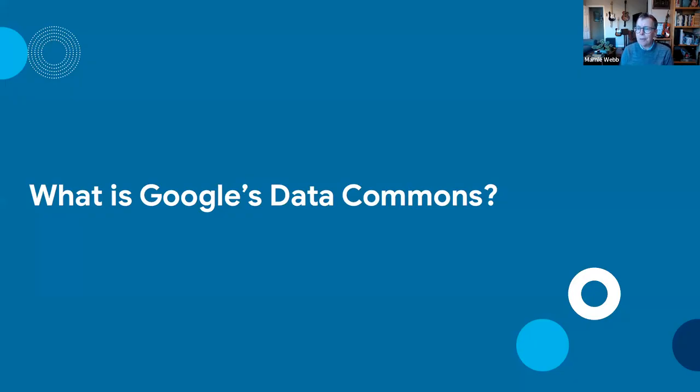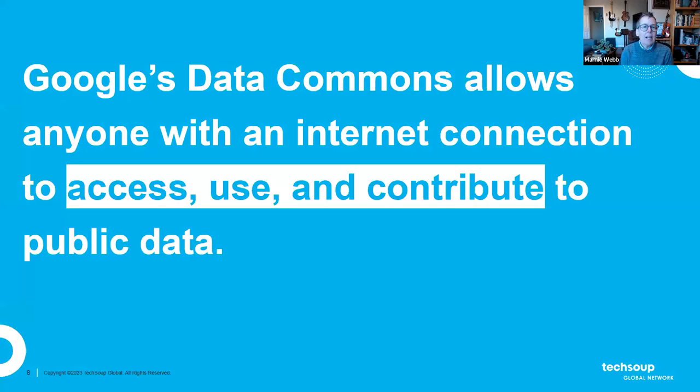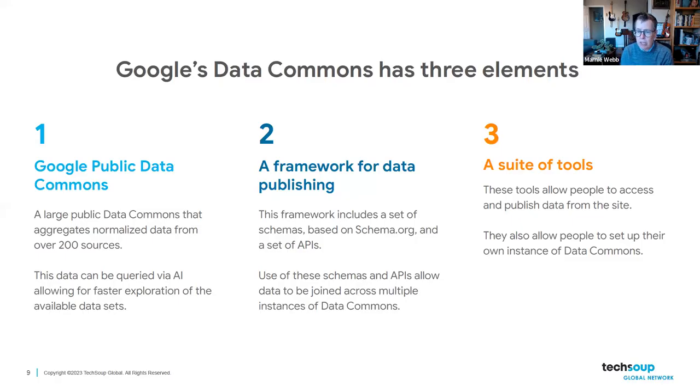Now I'm going to talk about what is Google's Data Commons. Google's Data Commons basically allows anyone with an internet connection to be able to access, use, and contribute to public data. If you imagine for just a second what it may be like in your own organization when you get a spreadsheet from one person and it's got a bunch of data in it organized in rows and columns, you get a spreadsheet from another person also organized in rows and columns, and you want to make that into one spreadsheet. Even in your own organization, it's likely that you have to make changes to the two spreadsheets to get them into one that allows you to look at it and make a graph and use both sets of the data.